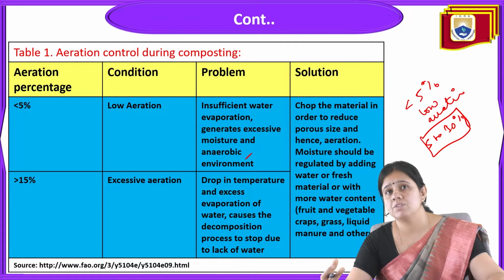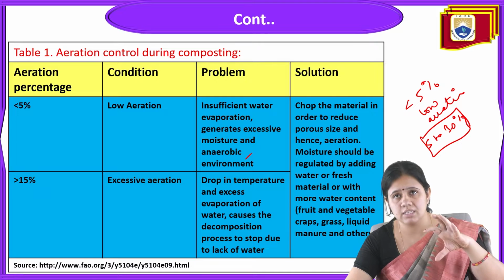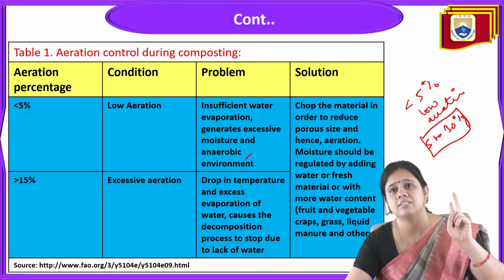So what is the solution if this kind of condition is created in a compost pile? The solution is to chop the material in order to reduce pore size and hence increase the aeration. Moisture should be regulated by adding water or fresh material with more water content, like fruits and vegetables, crops, grasses, liquid manures and others. These are the solutions for either a low aeration condition or an excessive aeration condition.